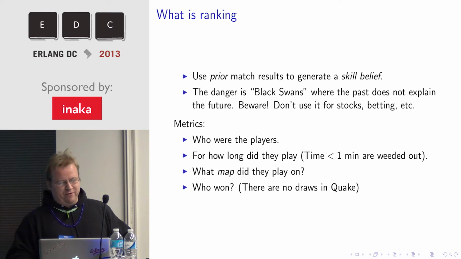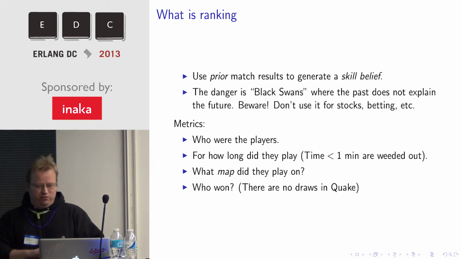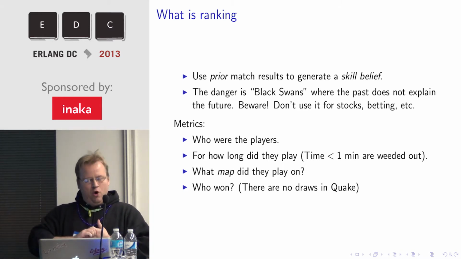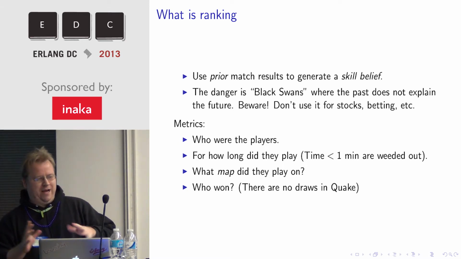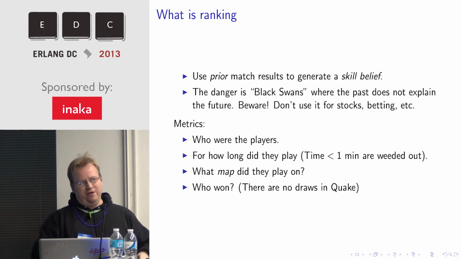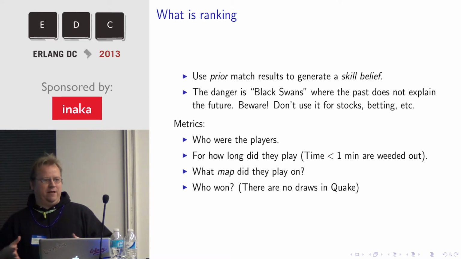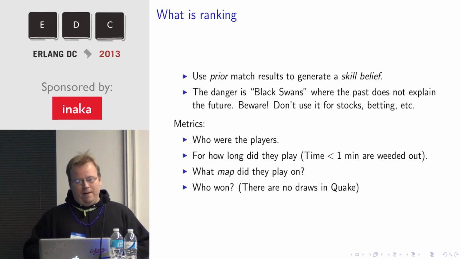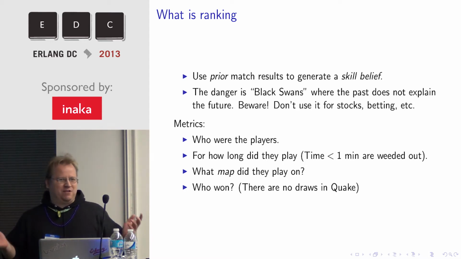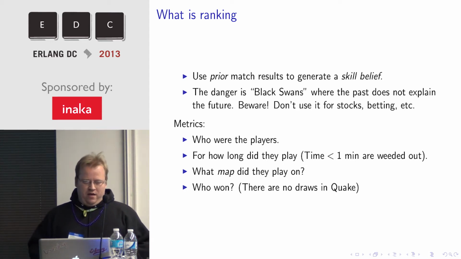So what is ranking? Ranking is that you go in and look at the history of the player. By looking at the prior match results of the player, you obtain what is called a skill belief in how good that player is. So you put a number to a player, and the higher the number, the better the player. That's the basic idea. The problem is that you have a danger which is called black swans in statistics.